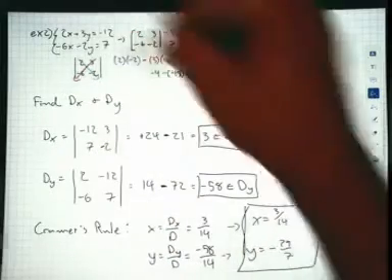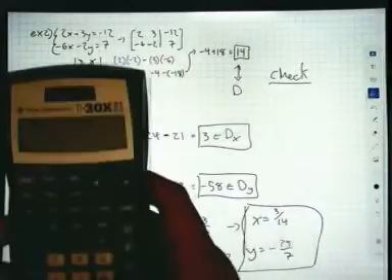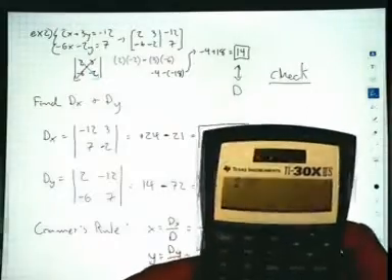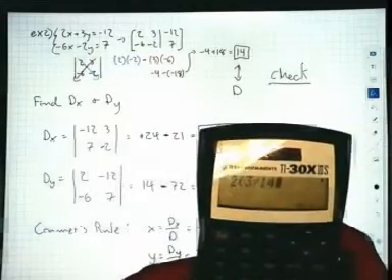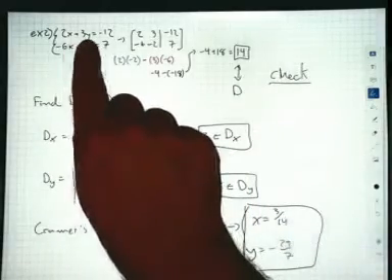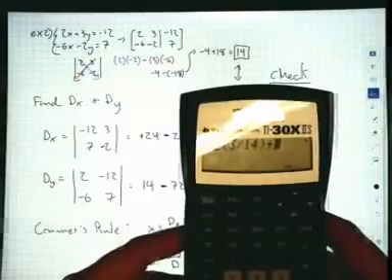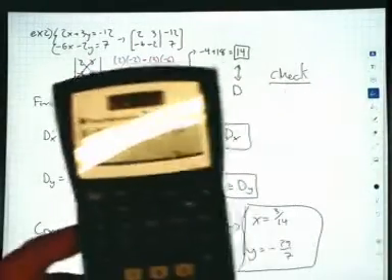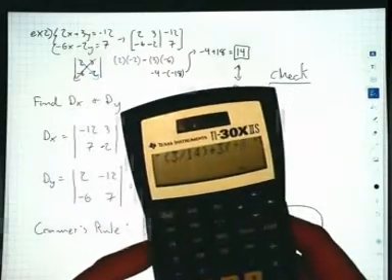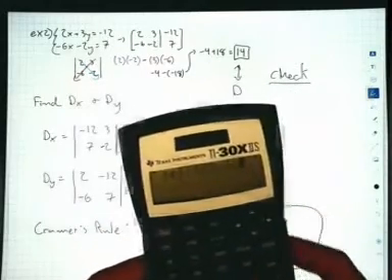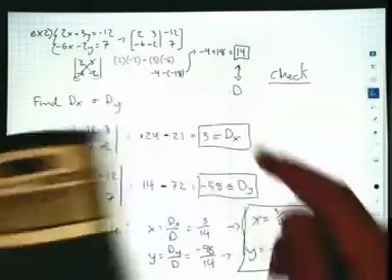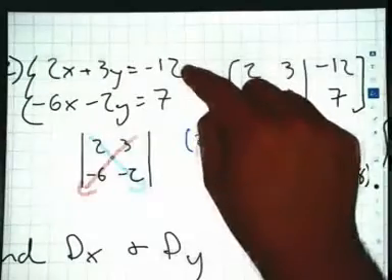I need to do 2 times the 3/14. So in my calculator, I'm going to do 2, open parentheses, 3 divided by 14, close parentheses. And then we have plus 3y, so that's going to be plus 3, open parentheses, y is a negative 29/7, so negative 29/7. I'm going to hit enter, and look what we get. We get negative 12, exactly what we have right up here.